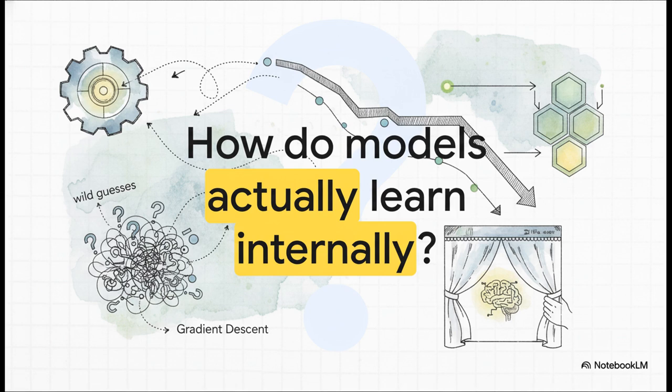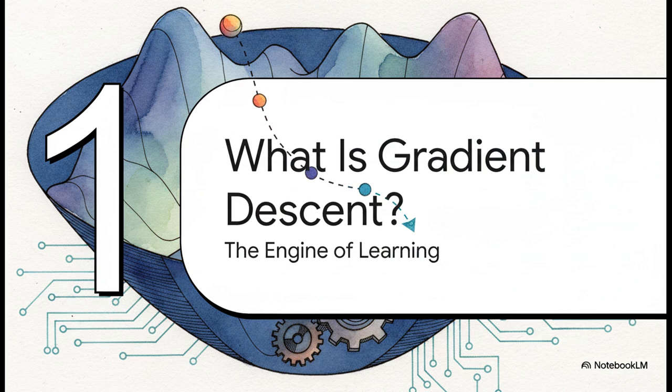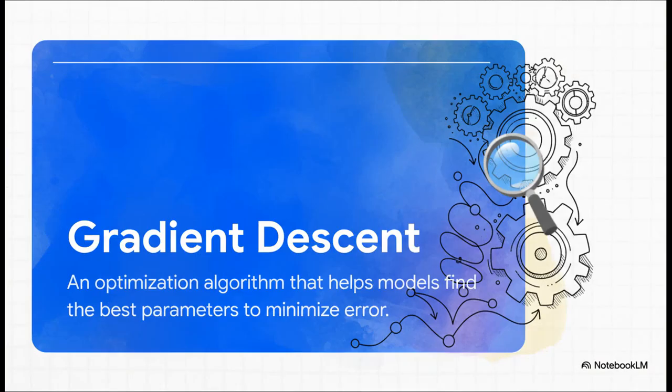This explainer is all about pulling back the curtain and seeing exactly how a model learns and improves itself from the inside out. And the answer to that big question, it all comes down to one really powerful and fundamental algorithm. It's the core engine that drives the learning process in so many models. And we're talking about gradient descent. So what is it really?